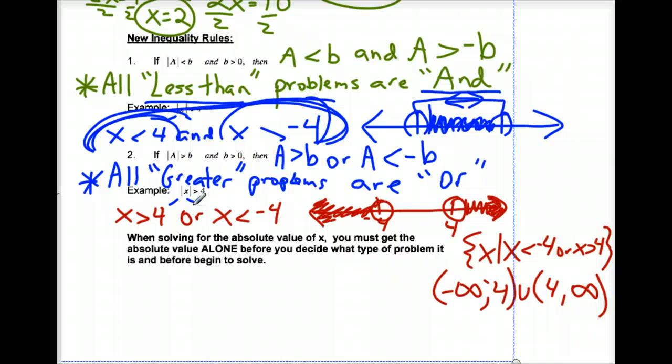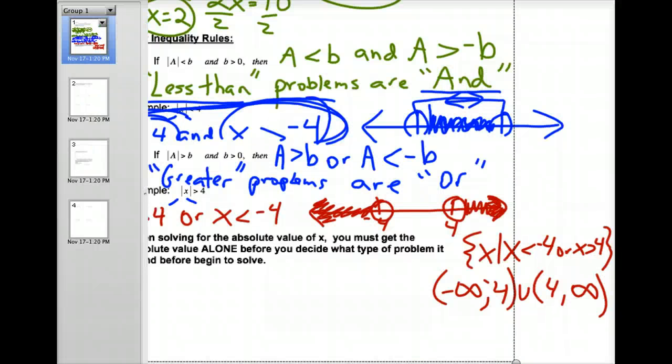Now, same thing as we did with the equations, with the absolute value inequalities, you have to get your absolute value by itself. Isolate it. That's what that last problem says. We're not going to do those, I don't think, until tomorrow. Jump to the next page.